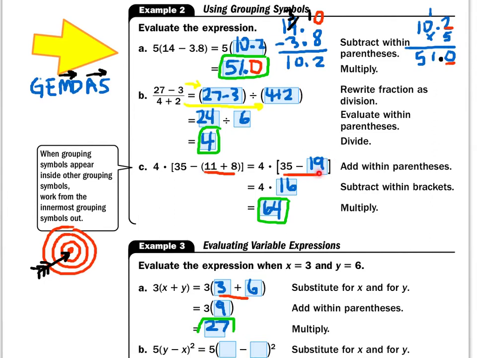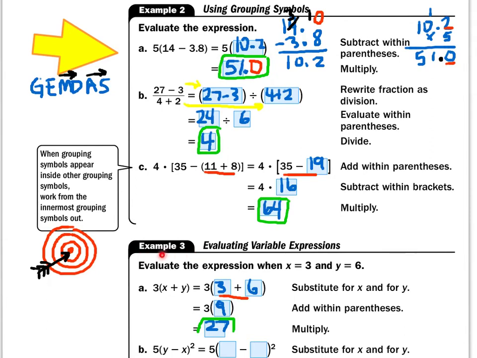So 11 plus 8 gives me 19. But notice how I still have grouping symbols. So I still have to work with what's inside the grouping symbols. So 35 minus 19 would give me 16. And now it's just 4 times 16, and that would give me 64.